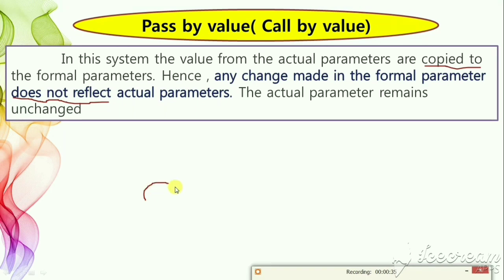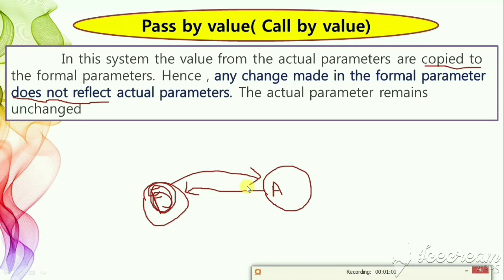For example, we already discussed actual parameter and formal parameter. This is the formal parameter, this is the actual parameter. I am passing the actual parameter's value to the formal parameter. If any changes are made in the formal parameter, it will not reflect on the actual parameter.